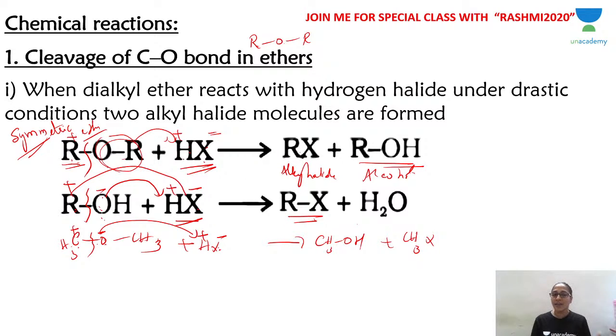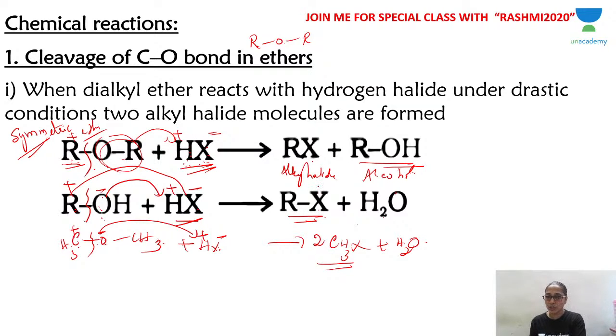So when a molecule of ether reacts with hydrogen chloride, hydrogen bromide, or hydrogen iodide, you will get 2 molecules of alkyl halide. You can write it directly: 2 molecules of alkyl halide, that is CH3X, plus water. So for a symmetric ether, the products are alkyl halide and water. But the reaction takes place in 2 steps. The alcohol also reacts with hydrogen halide. This happens in drastic conditions. So a symmetric ether reacts with hydrogen halide, giving you alkyl halide in 2 steps.